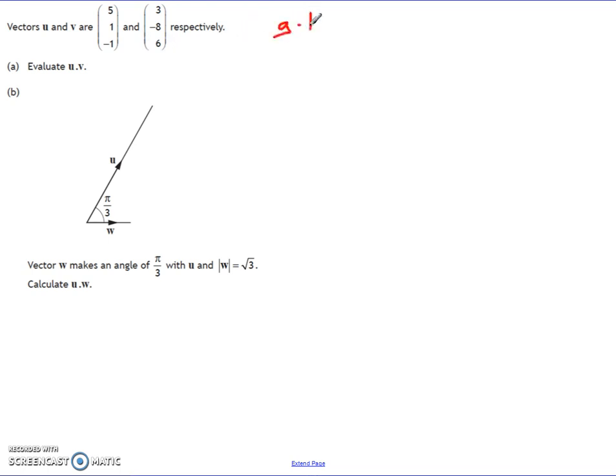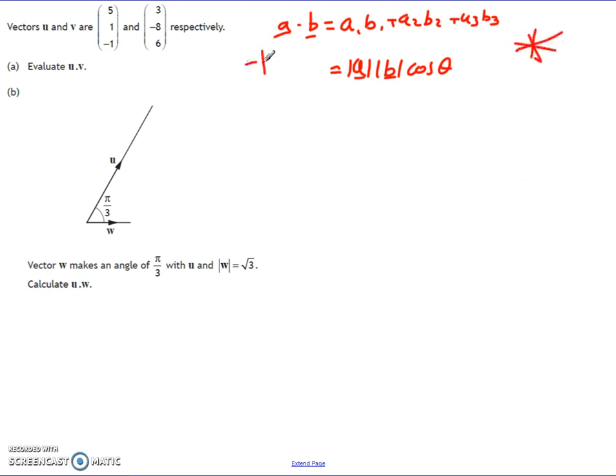So for example, if you've got a dot b and you know the 2 vectors, you know it's going to be a1 b1 plus a2 b2 plus a3 b3. But if angles come into play, you know you're going to have to work with one that's the magnitude of a, magnitude of b, cos theta. You need to make sure you know both of these different variations of the scalar product because they've both got the same opportunity to come up.